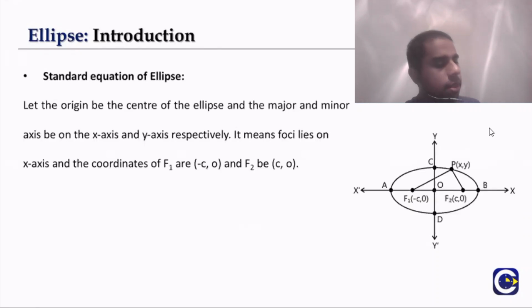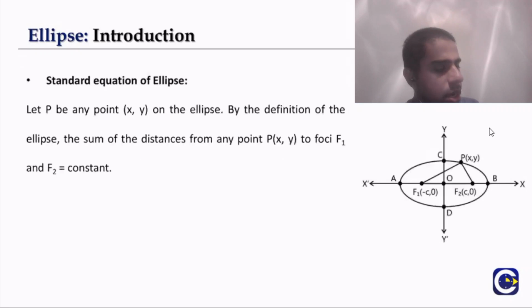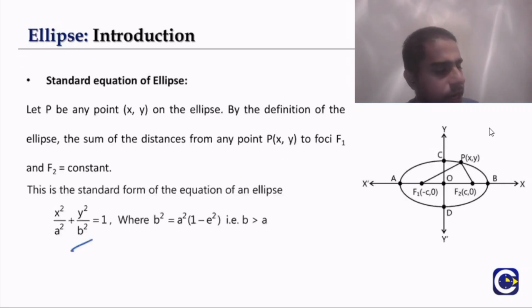I'm sorry. Yeah. So here, this is an example of ellipse diagram, and here standard equation of ellipse we have derived it already. So with foci F1 and F2 at minus c comma 0 and c comma 0, and A, B and some arbitrary point x comma y, we have done the derivation, and we have got the standard equation to be this, right? Now here, where b square is equal to a square into 1 minus e square, right?